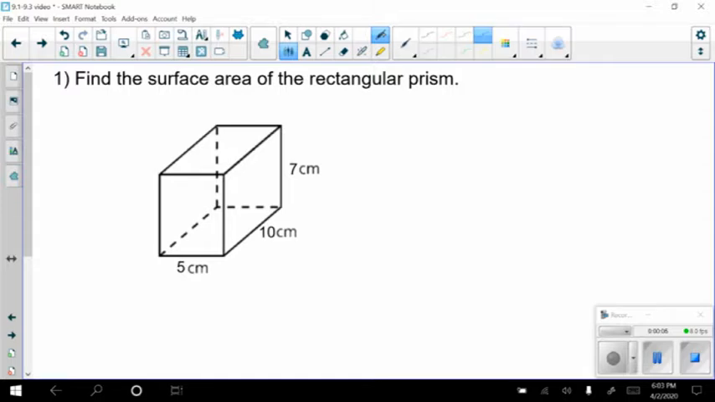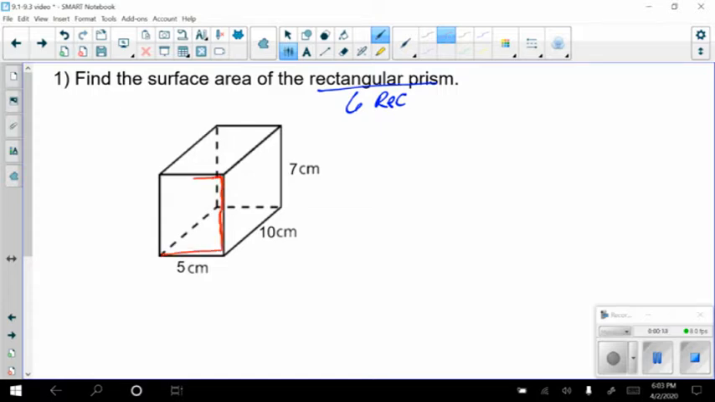This is a video of the review of surface area of prisms and pyramids. All right, first says to find the surface area of a rectangular prism. There are 6 rectangles on a rectangular prism, and there are 2 sets of each rectangle.